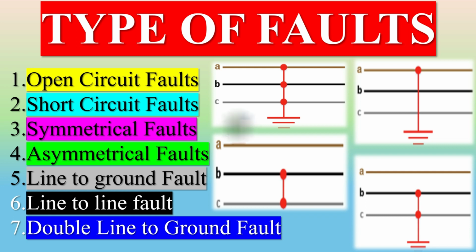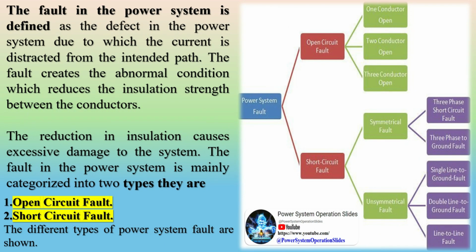The fault in the power system is defined as the defect in the power system due to which the current is distracted from the intended path. The fault creates an abnormal condition which reduces the insulation strength between the conductors. The reduction in insulation causes excessive damage to the system.